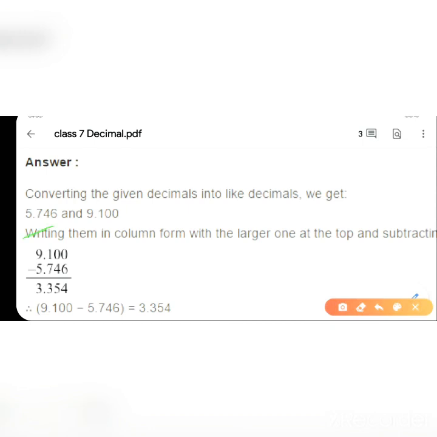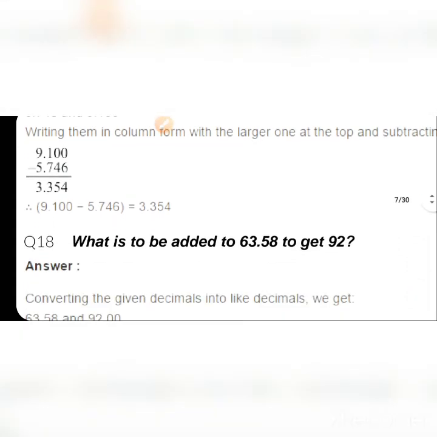So see, 9.1 has been converted into like decimal by writing two zeros on the rightmost place of it, so that both these numbers will have three digits in their decimal part, and here it is subtracted. Arrange them properly and then subtract. It is very easy. The rest of the question is easy, so let's move to the next question.